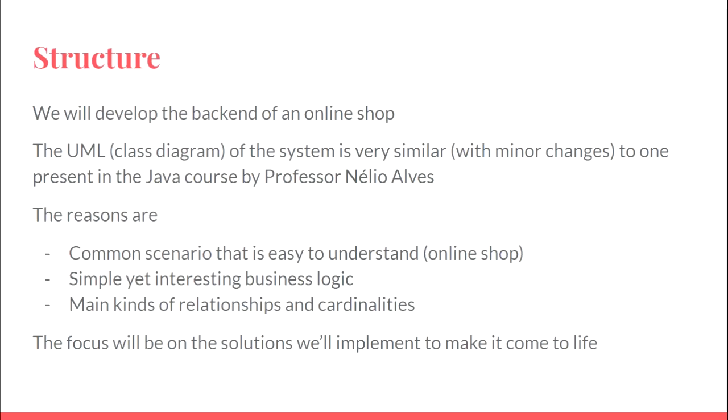The reasons that I chose this specific diagram are: it represents a common scenario that is easy to understand, an online shop. I don't think this is too strange for anyone, I hope. A simple yet interesting business logic, and main kinds of relationships and cardinalities between the entities. Our main focus will be on the solutions we'll implement to make this system come to life.